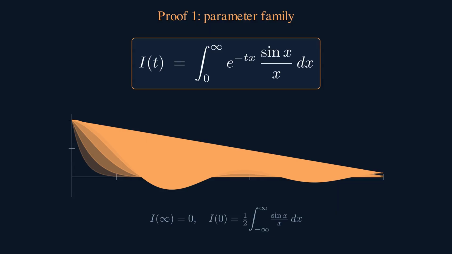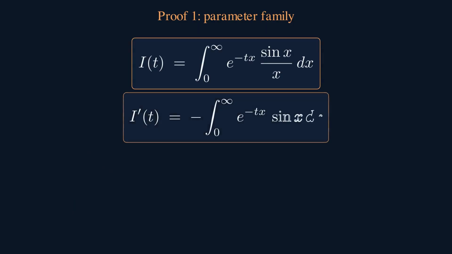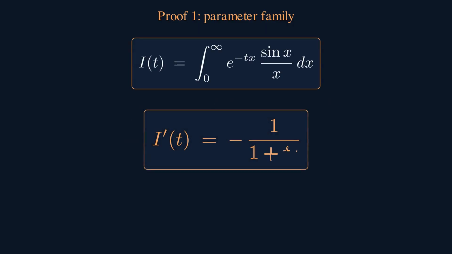It forces convergence at infinity for every positive t, and it recovers the integrand we care about as t goes to 0. Connect the two endpoints by differentiating under the integral. The derivative pulls down a minus x from the exponential, which cancels the x in the denominator. What's left is the Laplace transform of sine, and the Laplace transform of sine is 1 over 1 plus t squared. The derivative of I is in closed form, even though I itself is not.